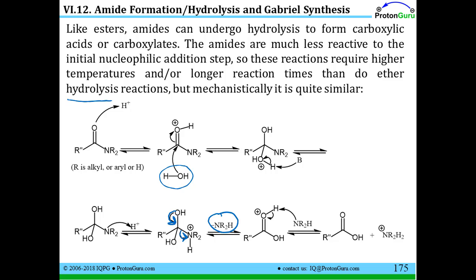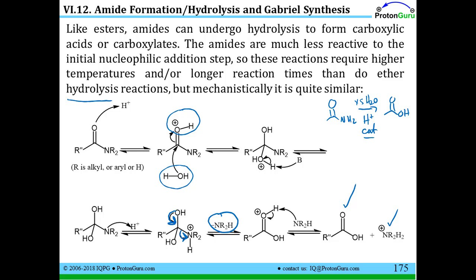Now you can take that amine that you just kicked off, or some that you have from another molecule, and deprotonate that O to give you the carboxylic acid and the ammonium salt. Again, each of these steps is reversible. So if we really want to do a productive reaction from an amide, like this one, to a carboxylic acid, like this one, we would need to use an excess of water.